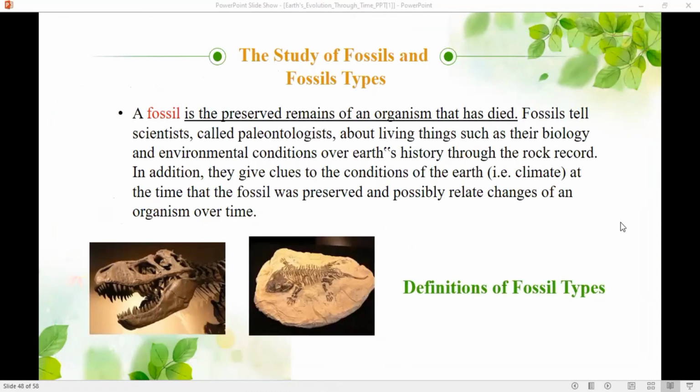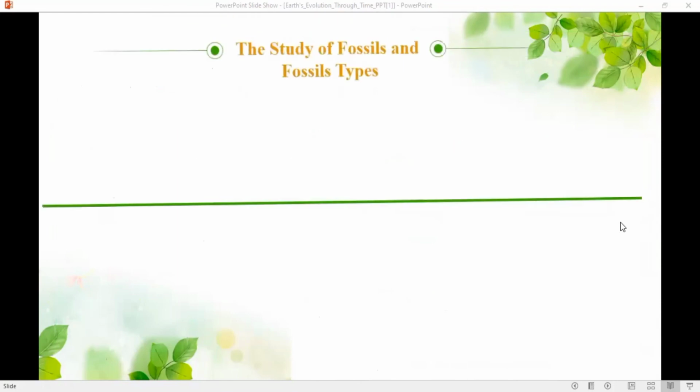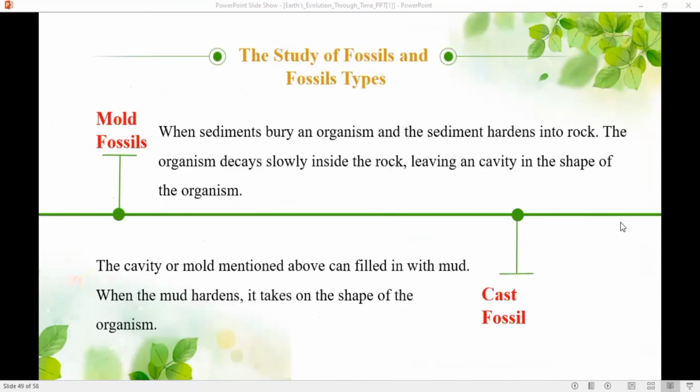First, we have the mold fossils. Mold fossils is when sediments harden into a rock. Let us say, for example, an organism gets covered by sand, then the sand will harden, leaving the organism inside to decay and forming its shape just like the organism inside.